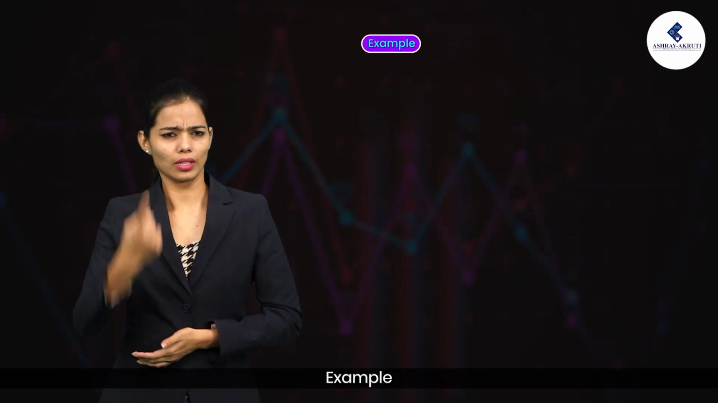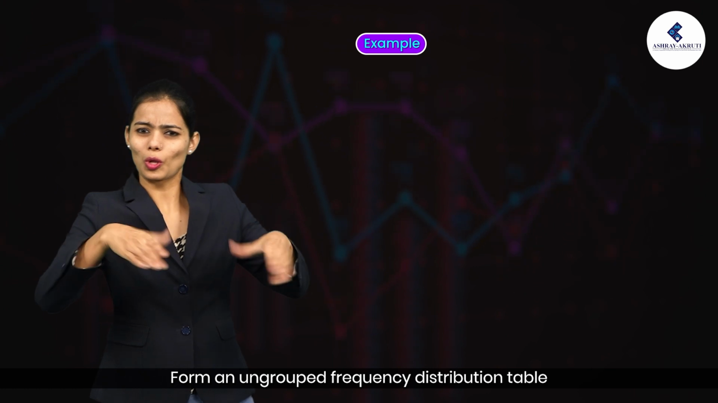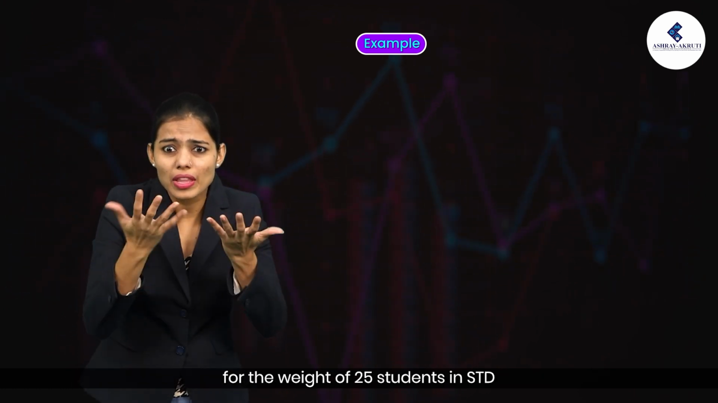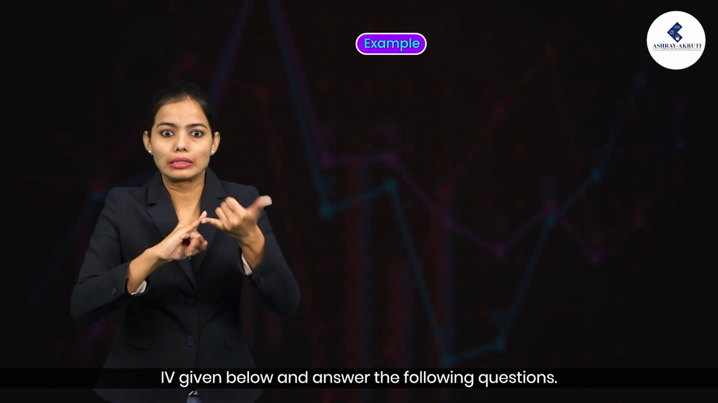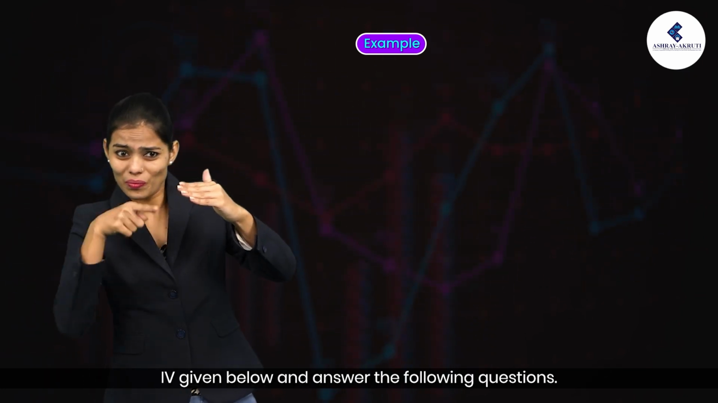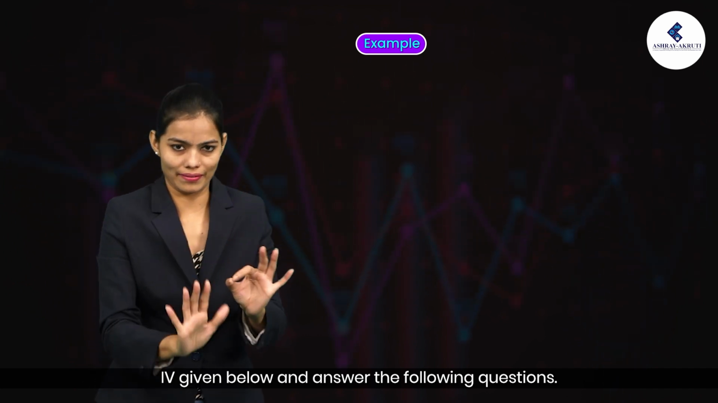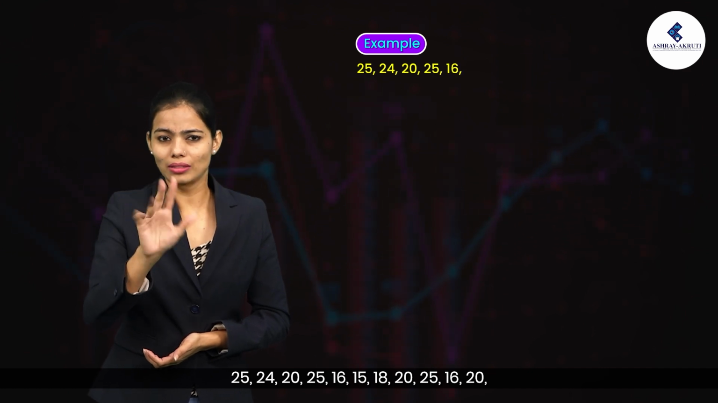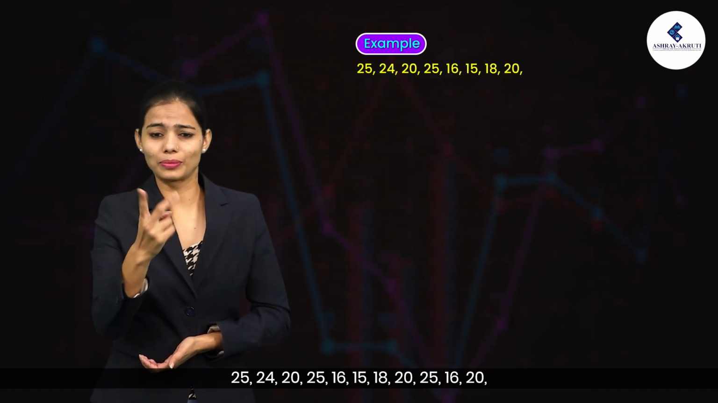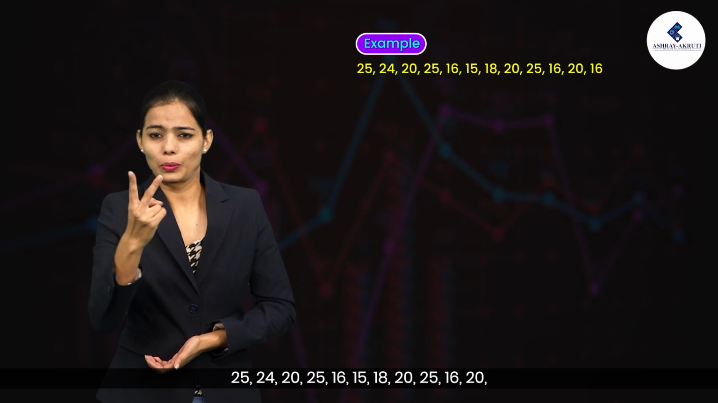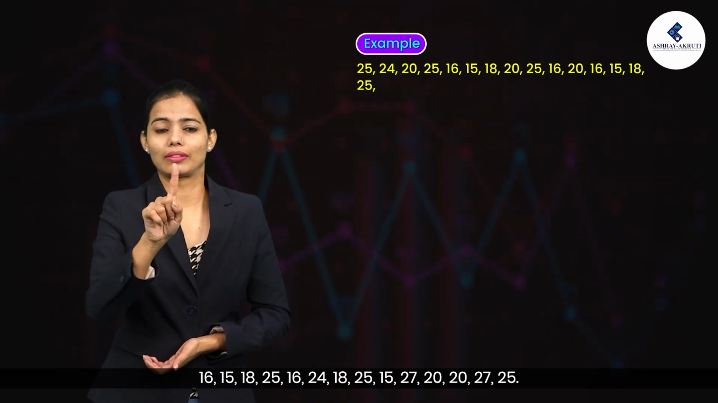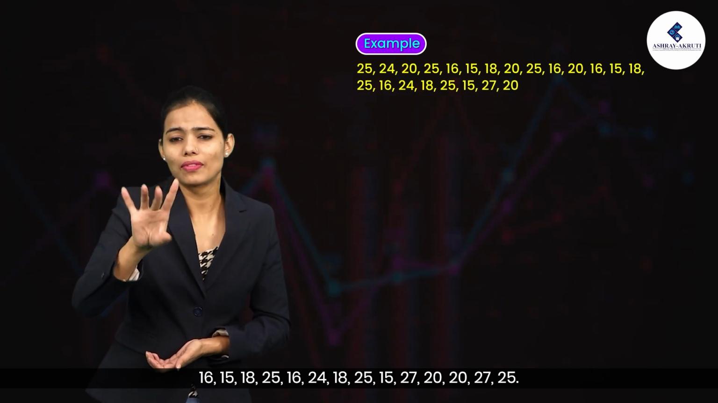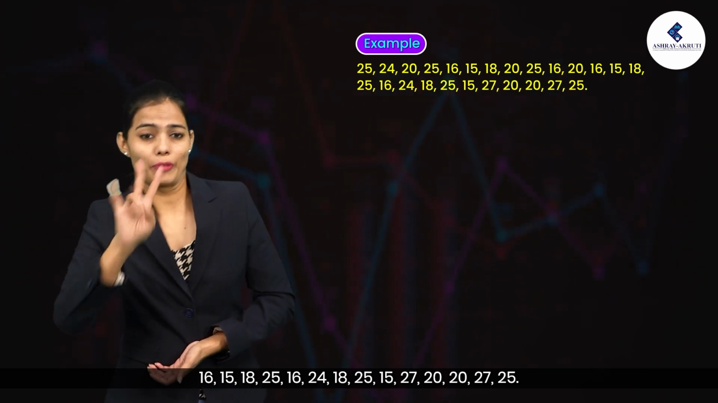Example: form an ungrouped frequency distribution table for the weight of 25 students in STD Fourth, given below, and answer the following questions. 25, 24, 20, 25, 16, 15, 18, 20, 25, 16, 20, 16, 15, 18, 25, 16, 24, 18, 25, 15, 27, 20, 20, 27, 25.